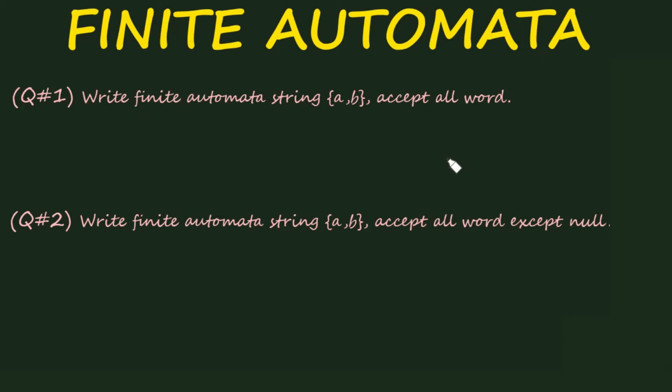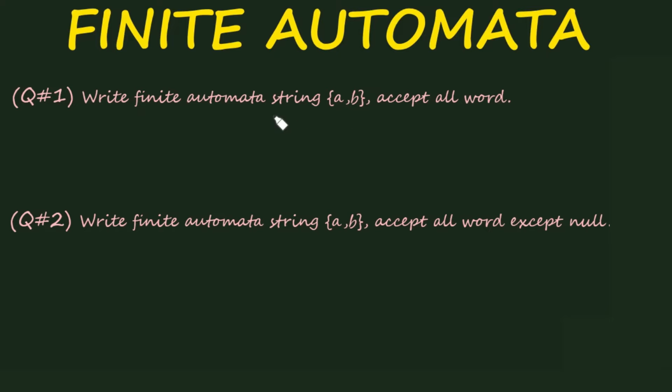Welcome to Teaching Raw. Today I will solve some example questions of finite automata. Here two questions are given, question number 1 and question number 2. Let's start with question number 1. Write a finite automata for strings over {A, B} that accepts all words.